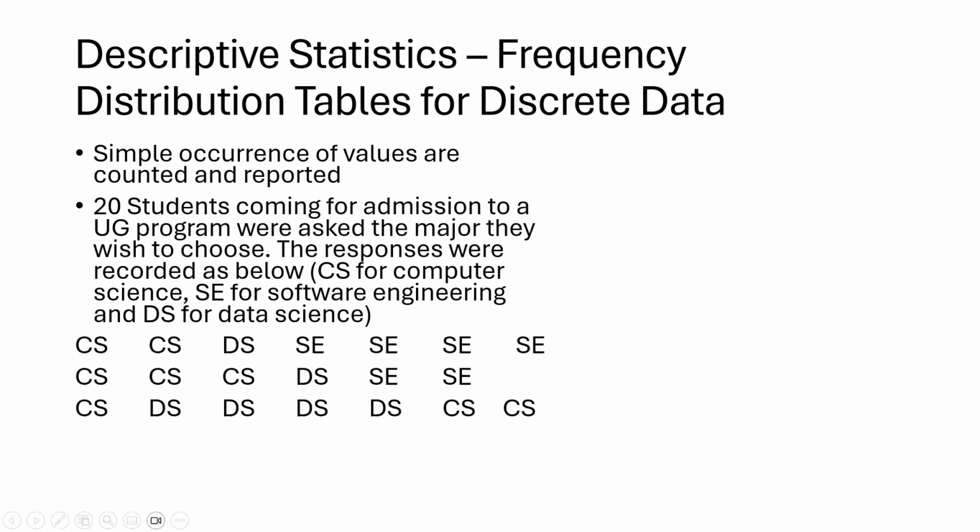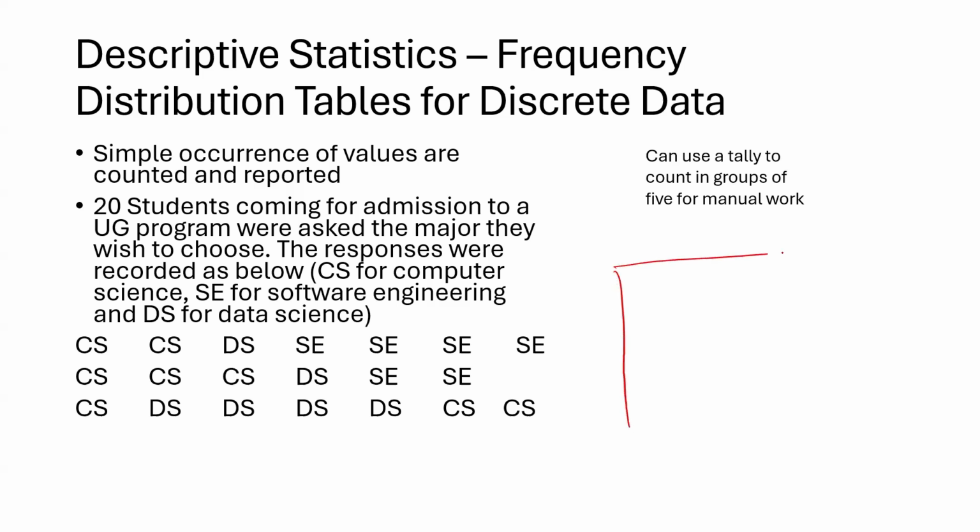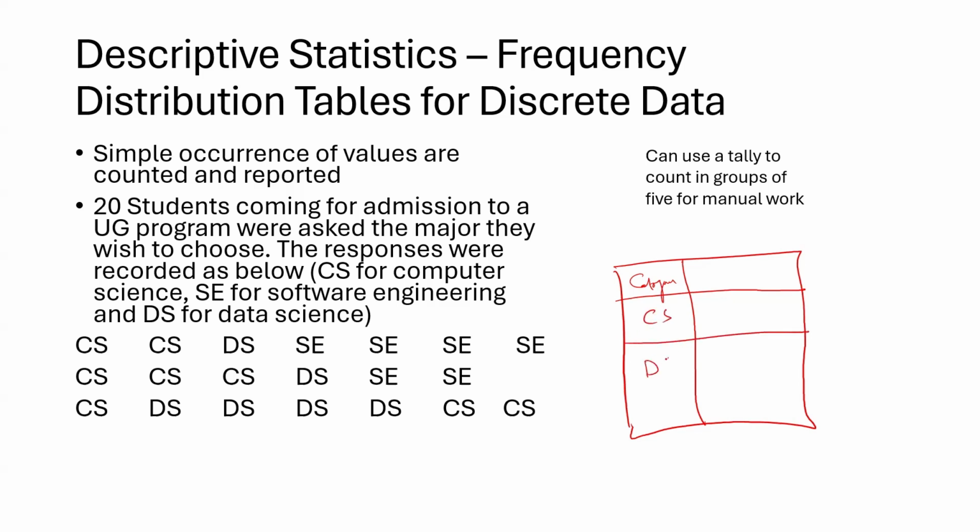Let's draw the frequency distribution table and fill it up. And we can use a tally. If we are doing manual work, we can make a tally. First, I'm going to draw the table and then use the tally to count. Here, I'm going to list the categories. And luckily, we have just 3 categories, CS, then DS, and then SE. Here, I'm going to make the tally. And from that, I'll record the frequency.